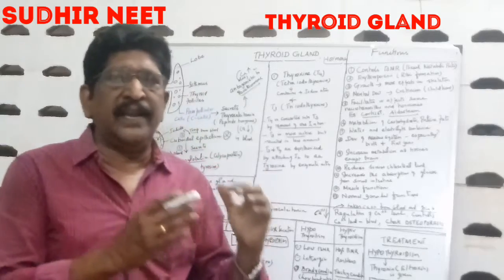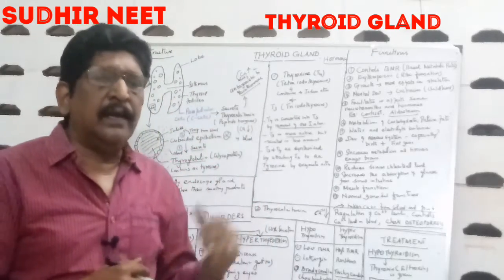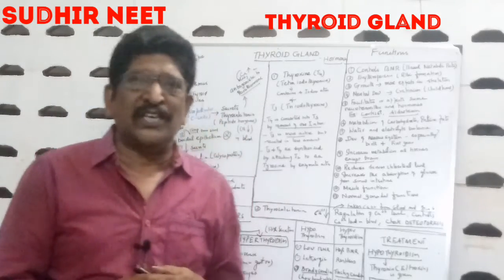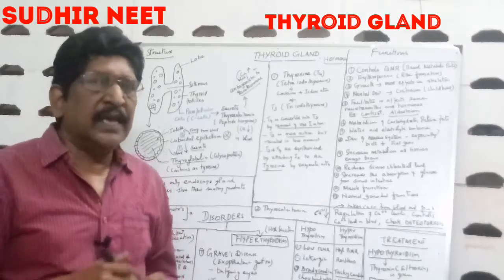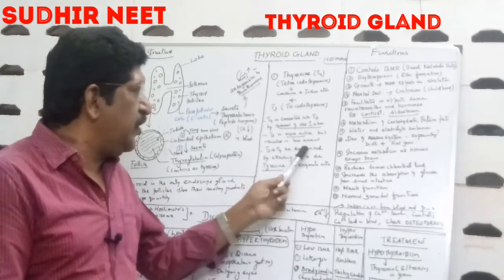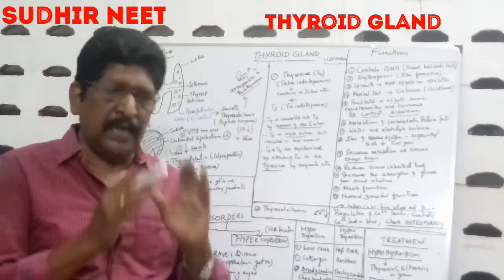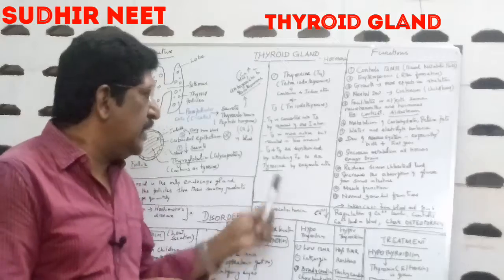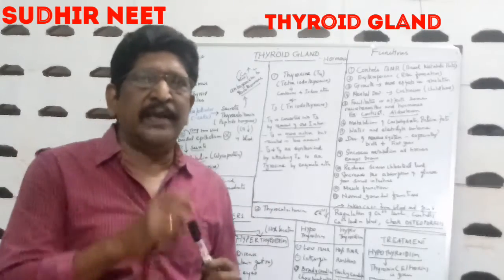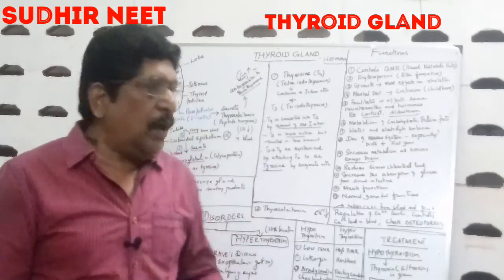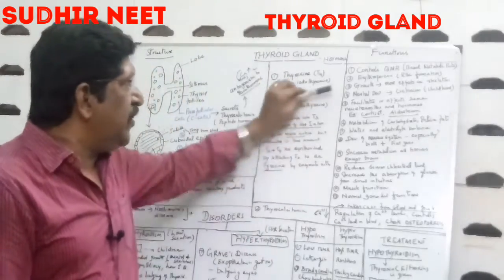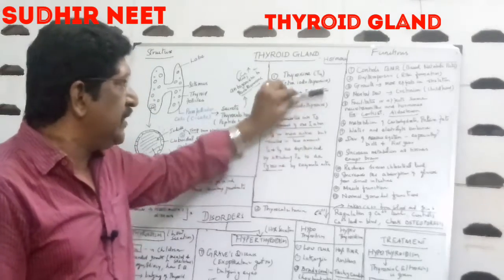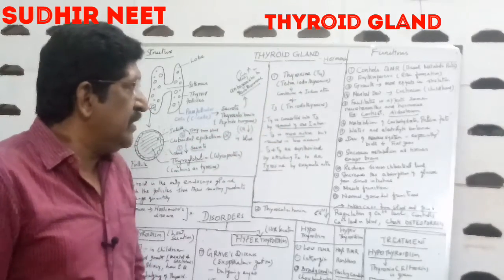So how this T3 and T4 are formed is a big biomolecular structure that we need not go into. You just know this T3 and T4 are synthesized by attaching iodine to the amino acid tyrosine by the enzymatic action. Now let us take up what are the functions of this thyroxine, T4 and T3.